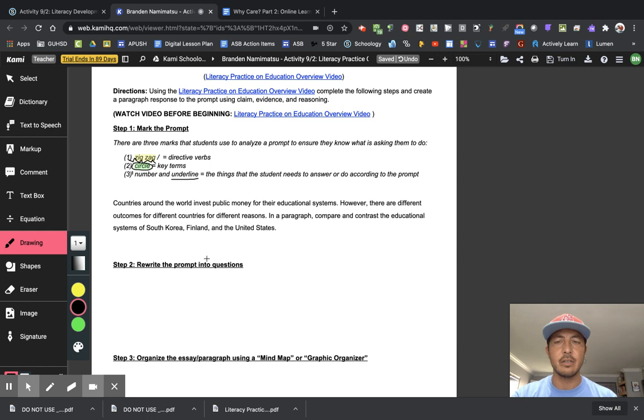So let's get into this, guys. As you guys know, we've been learning about the different education systems. And what we're going to do is we're going to mark the prompt. First, we're going to zigzag directive verbs. And directive verbs are verbs that direct a student on how to write, like analyze, compare, contrast, discuss, describe. We're going to circle key terms. Key terms are usually nouns and content that relates to these items.